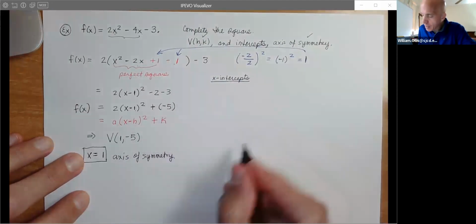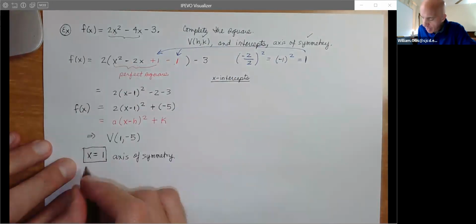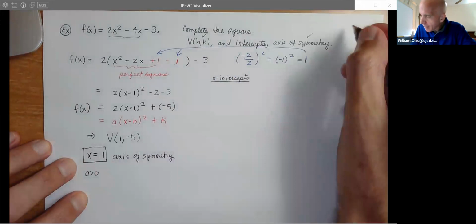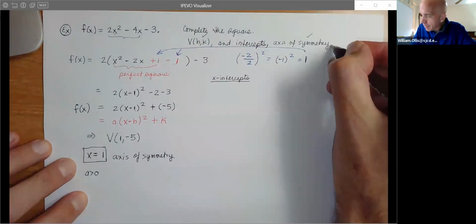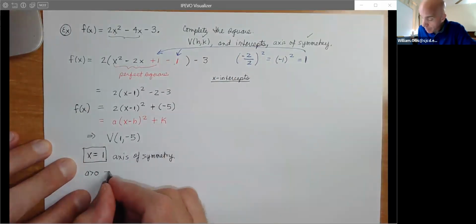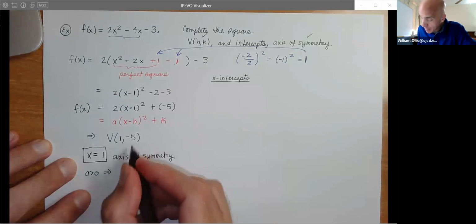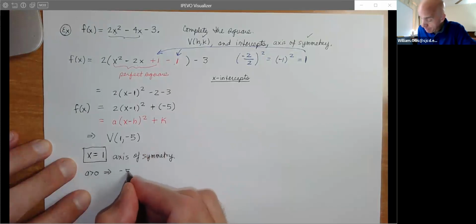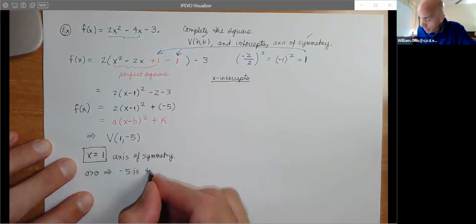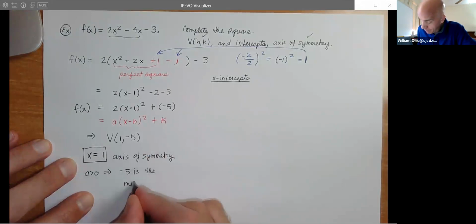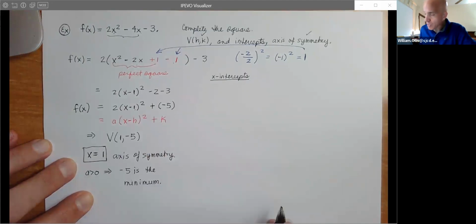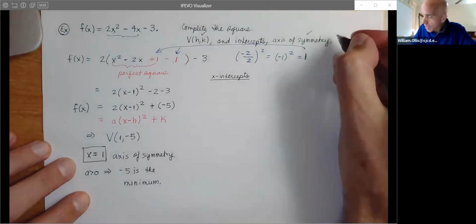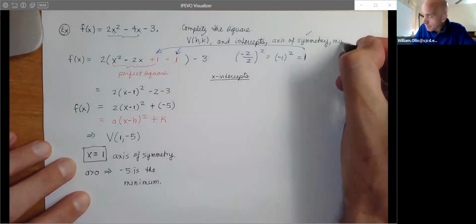And if you like, we can also say here that A is positive. Let's just go ahead and add to that. Here, A is positive, so this implies that -5 is the minimum because it opens upward. Might as well just add that. And I'll just say minimize.